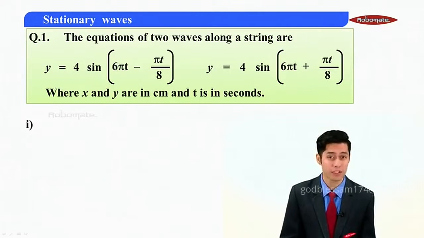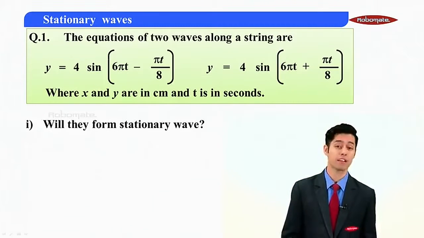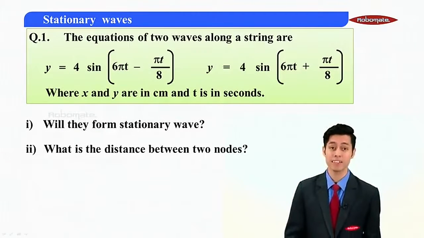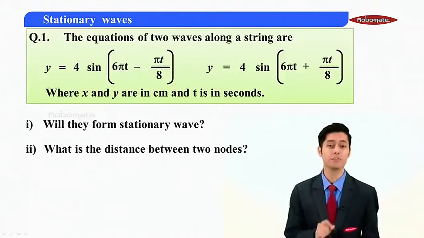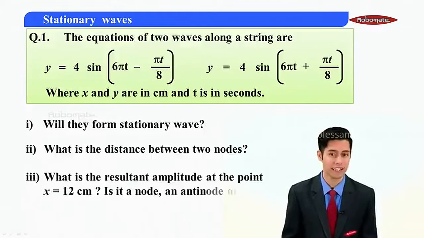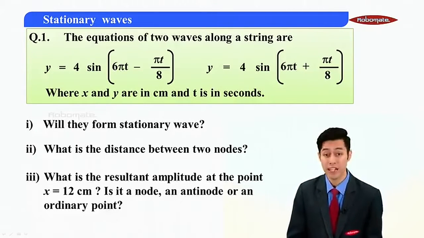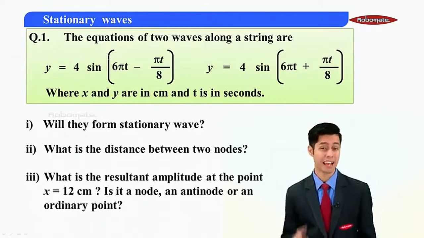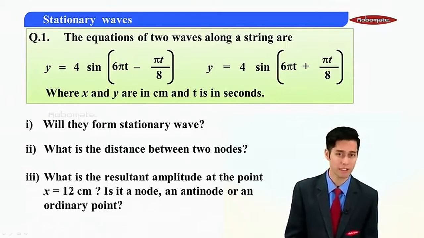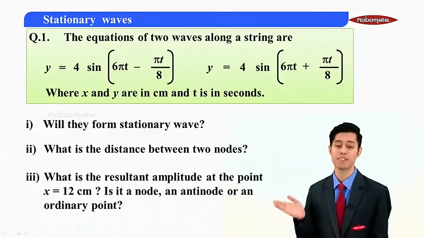What is asked in the question? The very first sub-question is: will they form a stationary wave or not? The second question is: what must be the distance between the two nodes in case they form a stationary wave? The third question is: what is the resultant amplitude at a point x is equal to 12 centimeter, is it a node, an antinode or any other ordinary point? So students, in this question we are provided with the two equations, and these are the following questions that are asked.